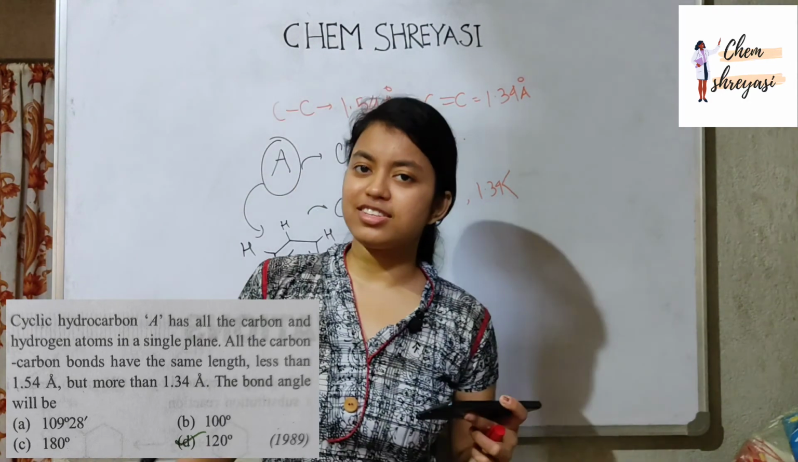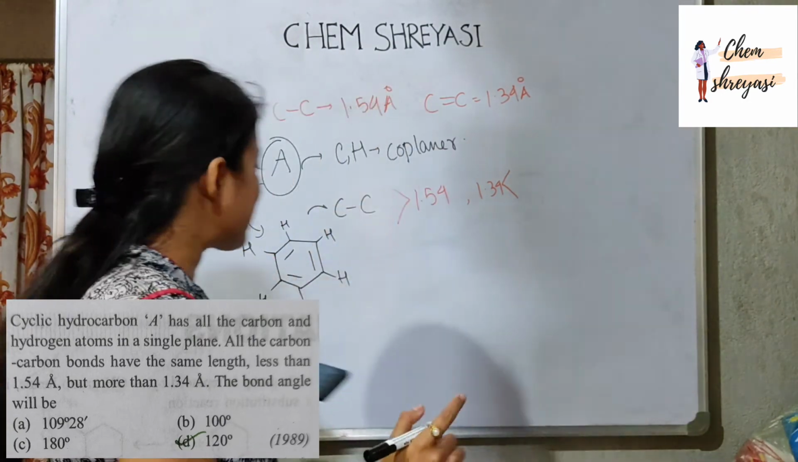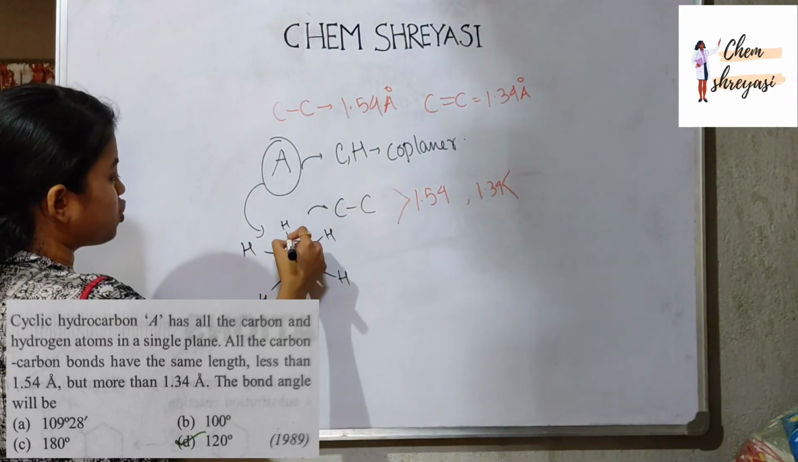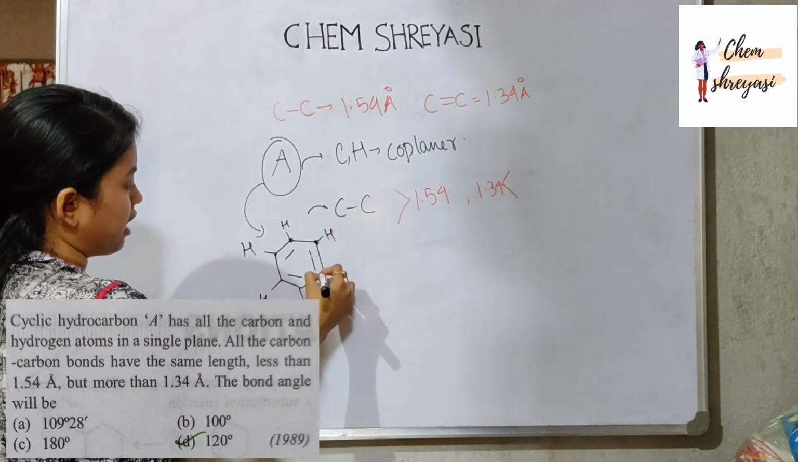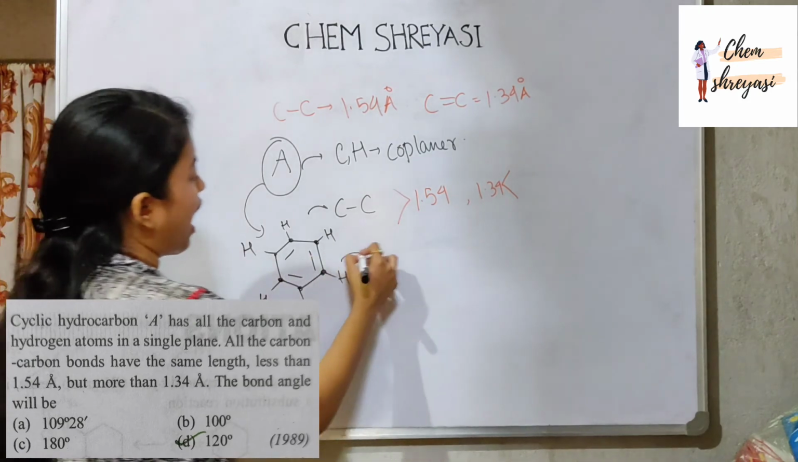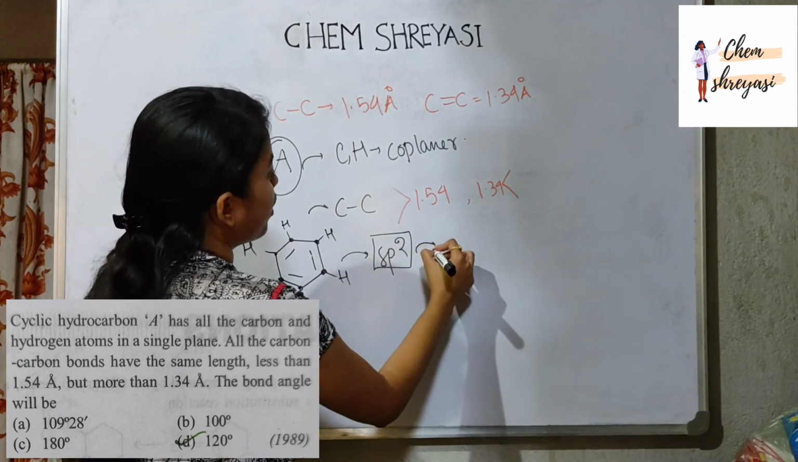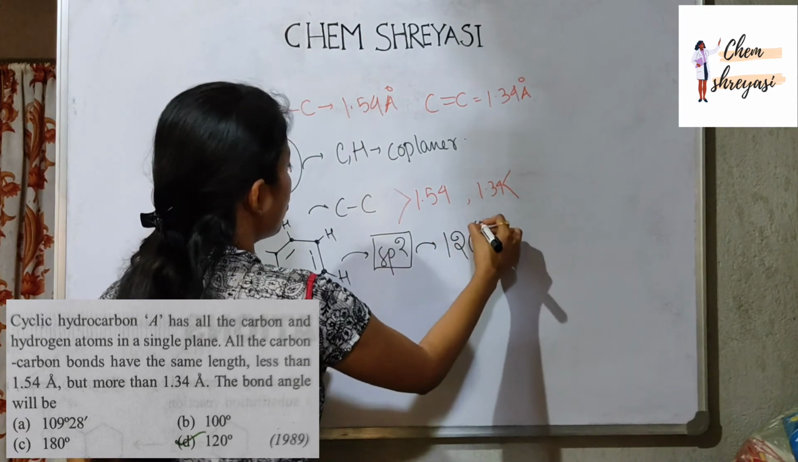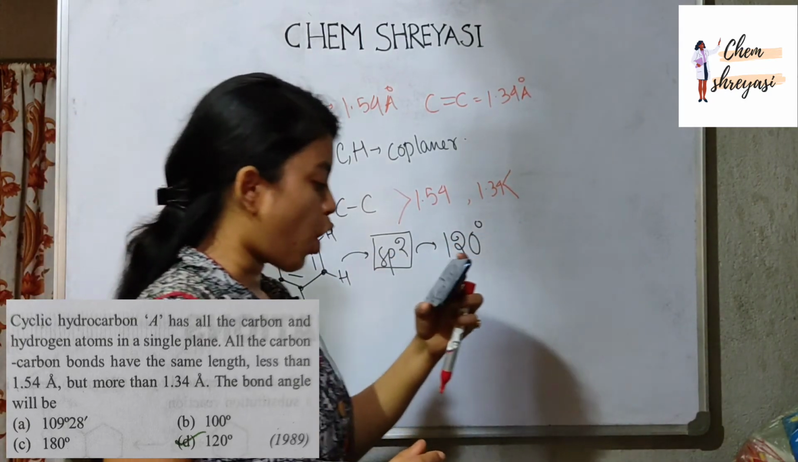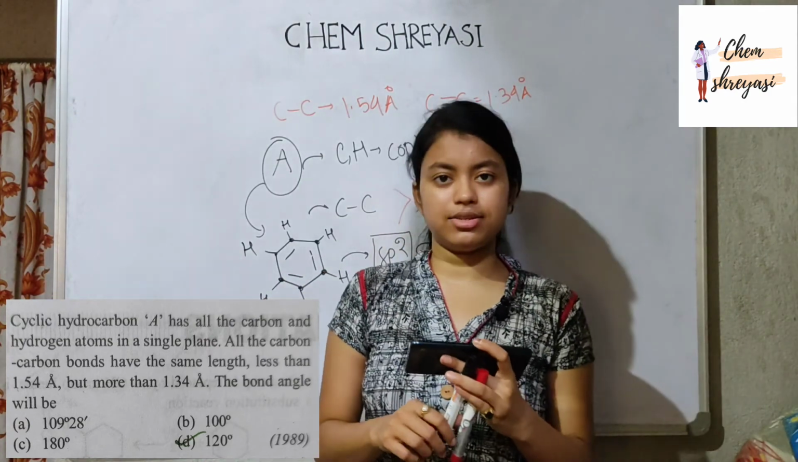Now we can easily understand the bond angle. In this case, all the carbon atoms are sp2 hybridized, and we know that in case of sp2 hybridization, the bond angle will always be 120 degree. So option D is the right answer in this case.